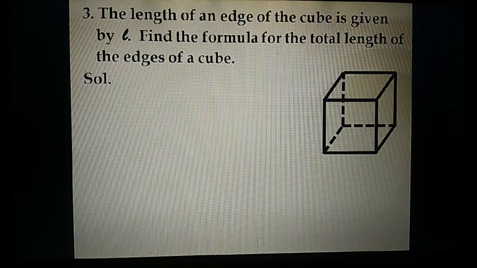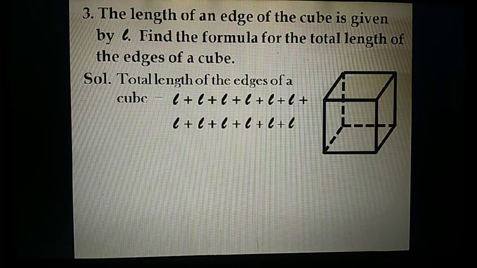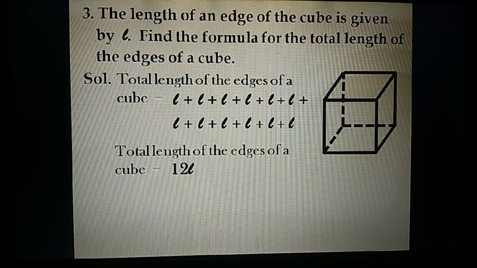Here, how many edges are there? In all, there are 12 edges. As the cube is formed by identical squares, the length of each edge will be L. We are supposed to find the total length of the edges of a cube, so we will add the lengths of all the edges. As there are 12 edges, you will add L 12 times. Finally, you will get the answer as 12L.